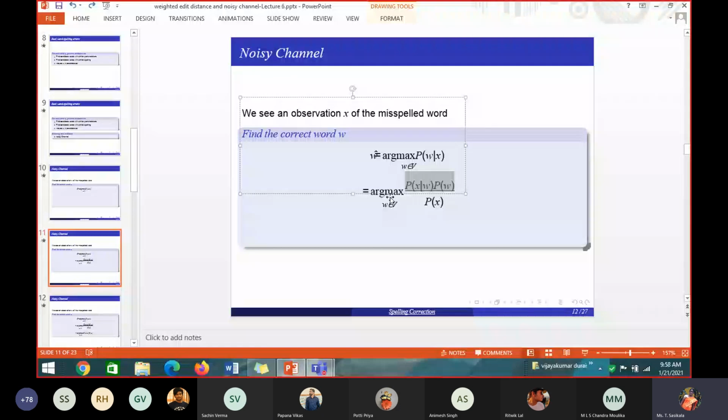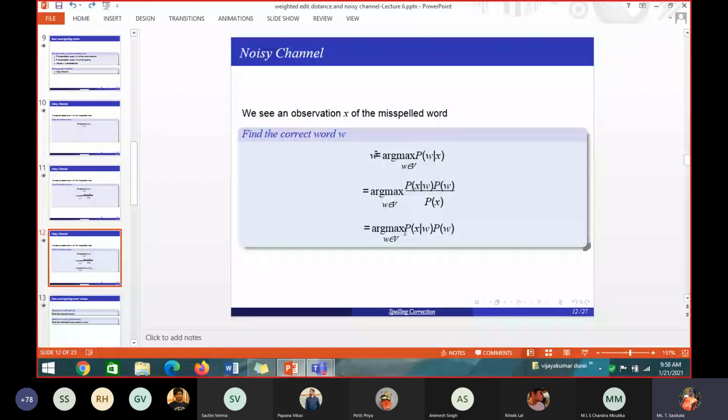Among these 3, what is the maximum? That will be the probability for the given word. That's why it is the argmax of this. They have taken only the numerator part, and I'll be calculating the probability of x given W into P of W for each of the candidate words against the incorrect word x. Whichever has the highest probability will be taken. I'll show that here for your example.